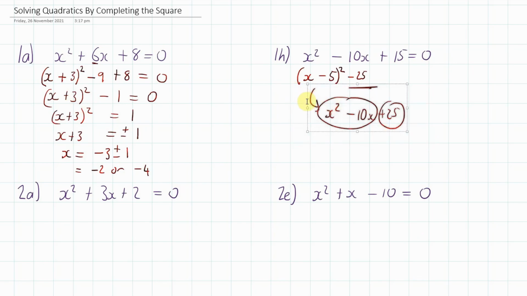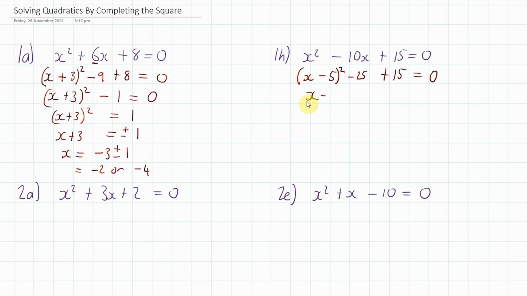Now we're going to add 15 to that, and we've got 0 on the right hand side. We simplify this, so it becomes x minus 5 all squared, minus 25 plus 15 is -10. So that's our next line. And what we'll do now is we'll move the -10 across, and to get rid of a -10 from that side, we've got to add it. So we add 10 to both sides.